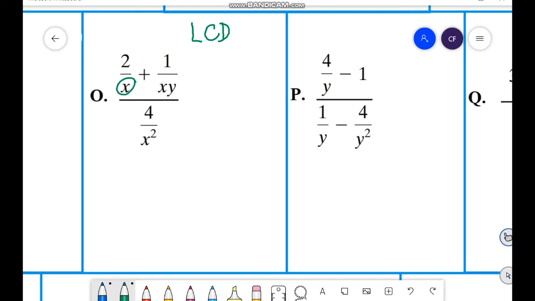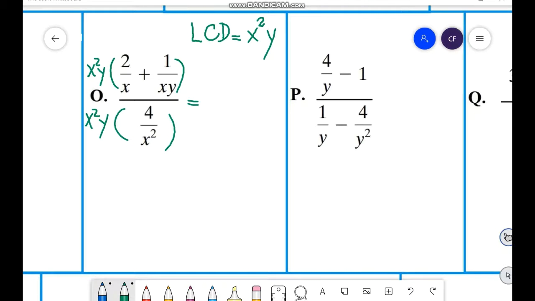Check this. We have x, we have xy, and we have x squared as denominators. The unique factors are x and y. The highest exponent is 2 on x and just 1 on y. The least common denominator is x squared times y. Now multiply on both the top and the bottom by x squared y and x squared y. Okay?